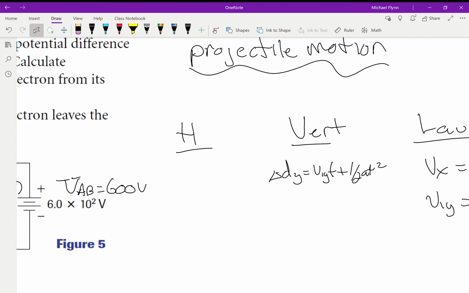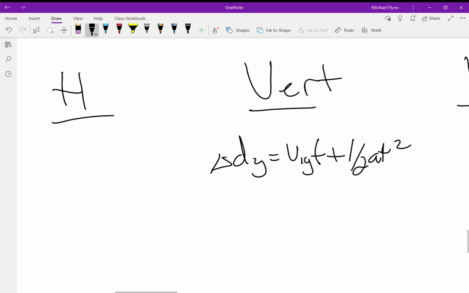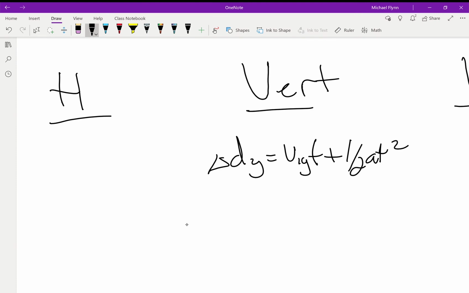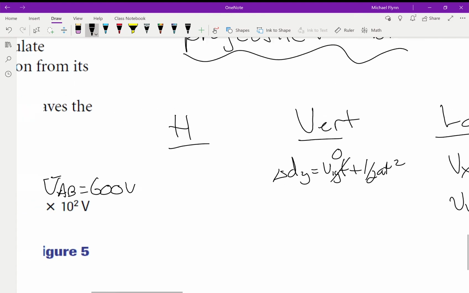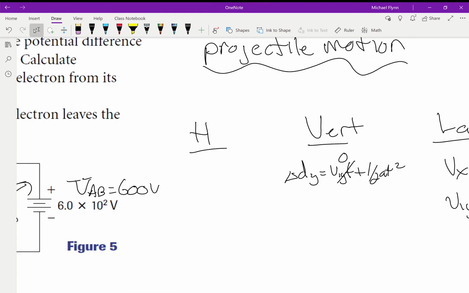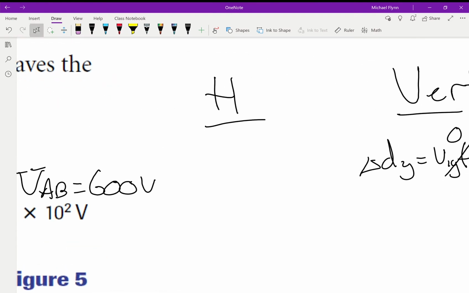So we're going to find out how much time it takes, and then we're going to use this equation. We know this one is 0, because the v1y is 0. We're trying to find delta dy, so we'll need a and we'll need t. Now, if you remember from other projectile motion questions, the way we get time is by looking at the other component.